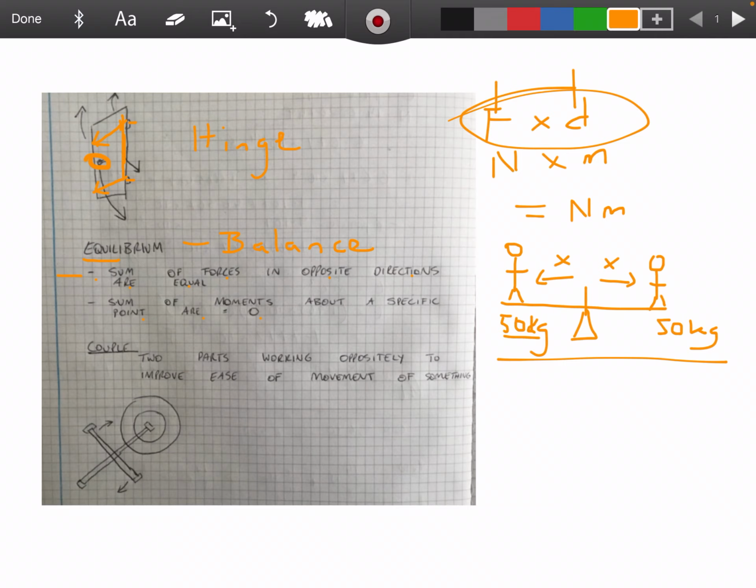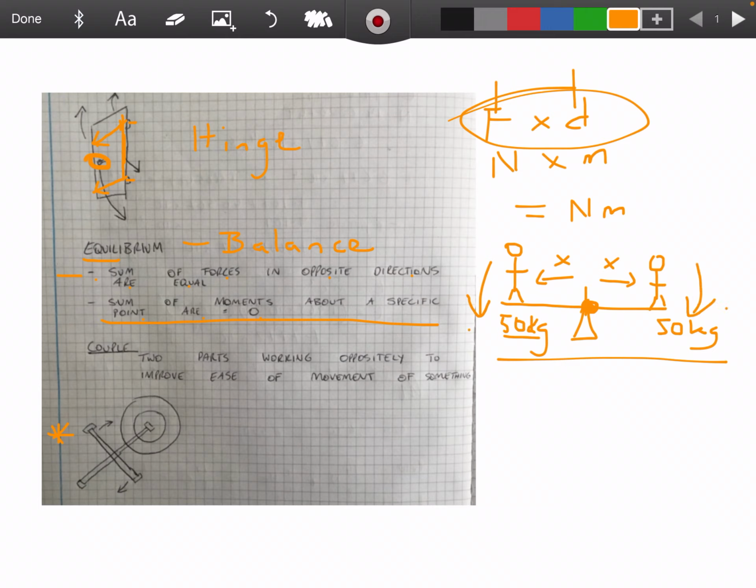With the second one, you can see the sum of the moments about a specific point are equal to zero. I've got a quick diagram drawn down here, and we're going to tie it in with the idea of a couple in a second. You can imagine the sum of the moments about a specific point are equal to zero. We'll go back to the seesaw. This is our specific point, the center point, the fulcrum. You can imagine we've got a downward moment going that way and a downward moment going that way, and they will sum to zero because they're going in opposite directions to one another.